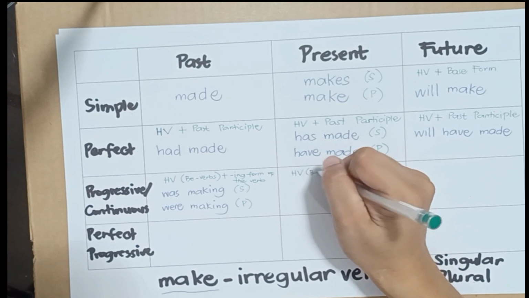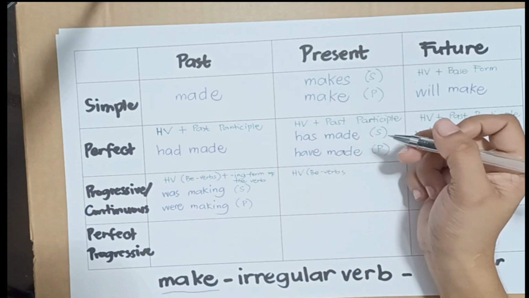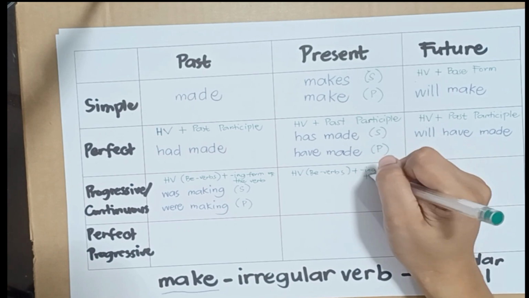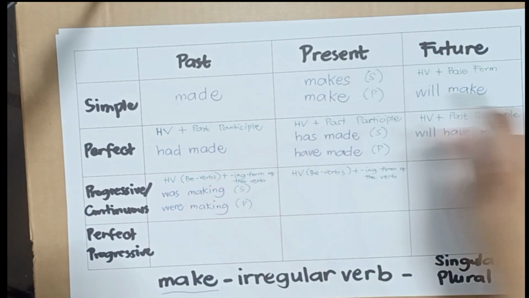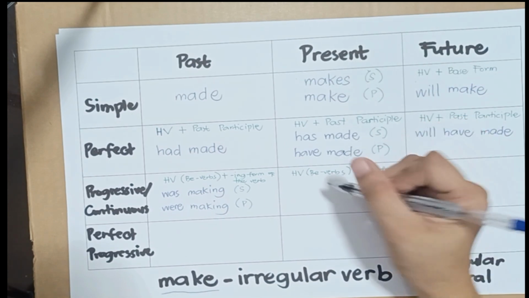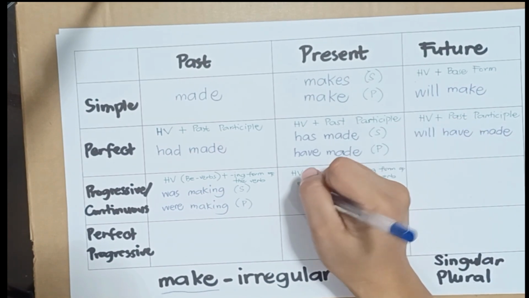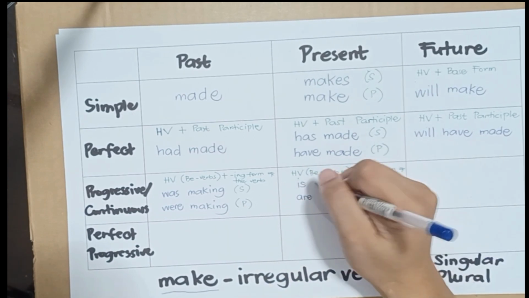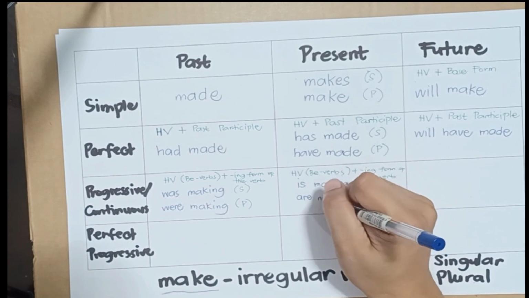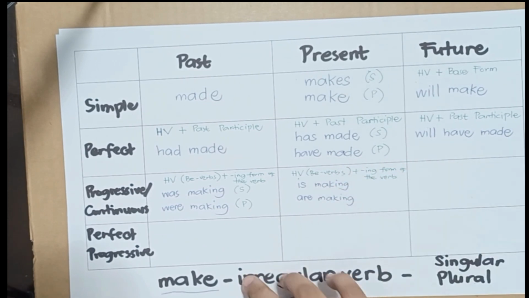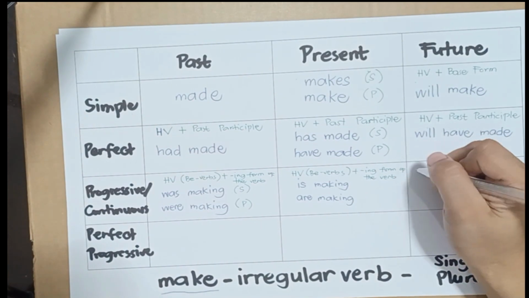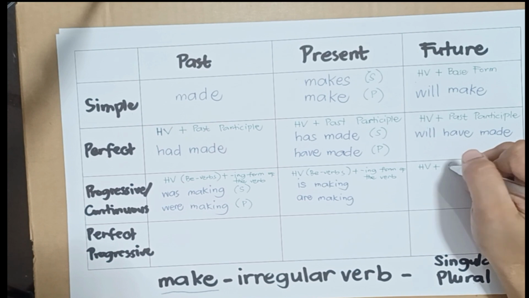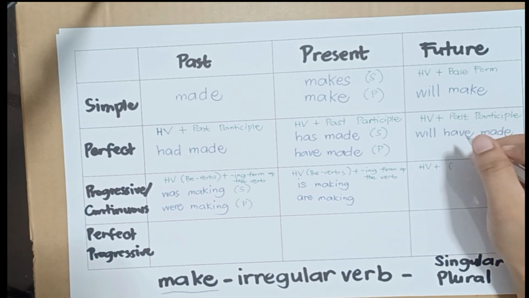Next one, present progressive or present continuous. Same formula, helping verb, which is a be verb plus the ing form of the verb. And you have two options again. If the subject is singular, then we have to use is. If the subject is plural, then we have to use are. And then write the ing form, which is making. So once again, is making is for a singular subject and are making is for a plural subject.